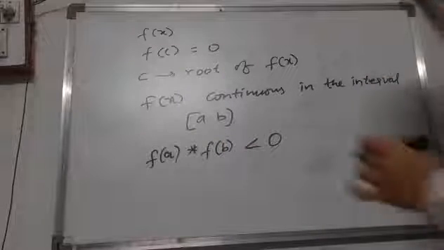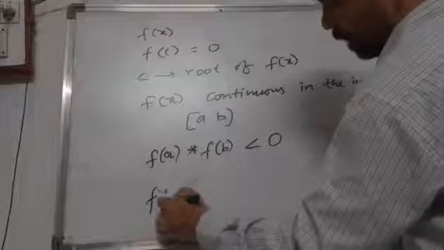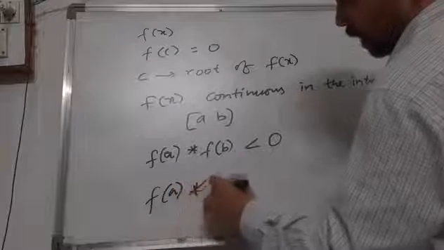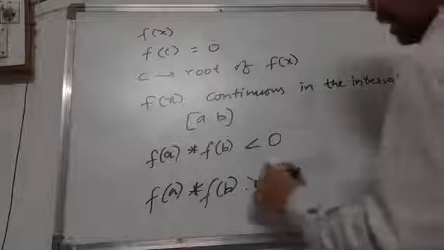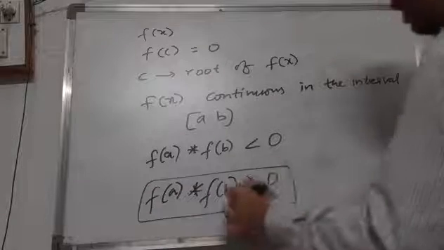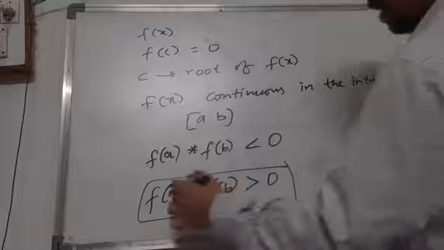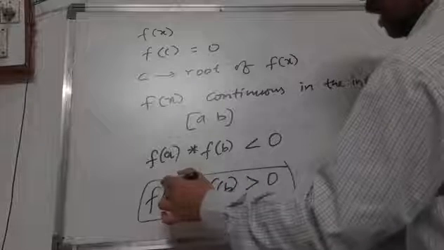Suppose I get f of a into f of b greater than 0, this is absurd. The values you have chosen are not correct.